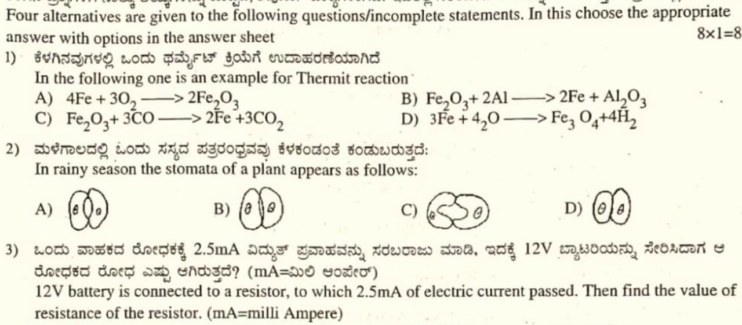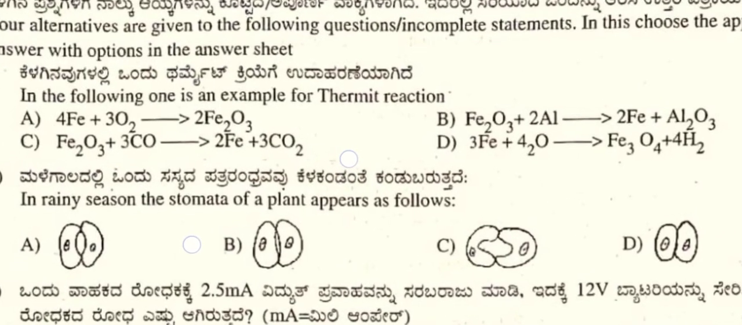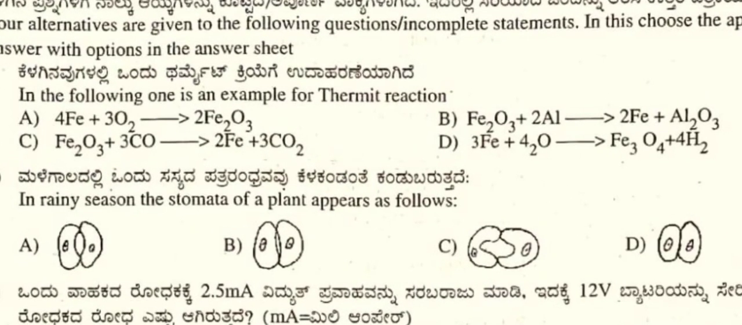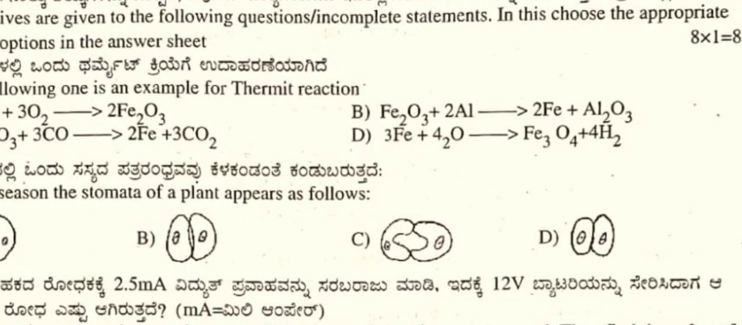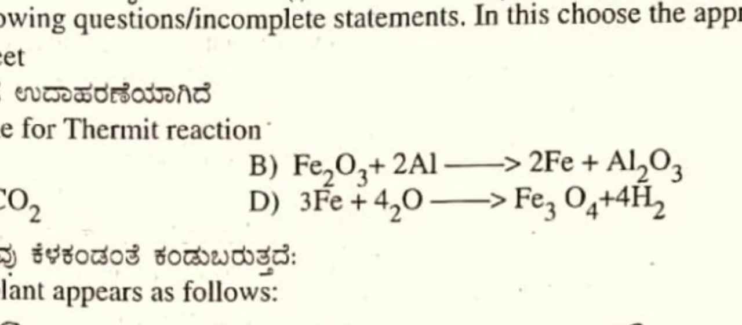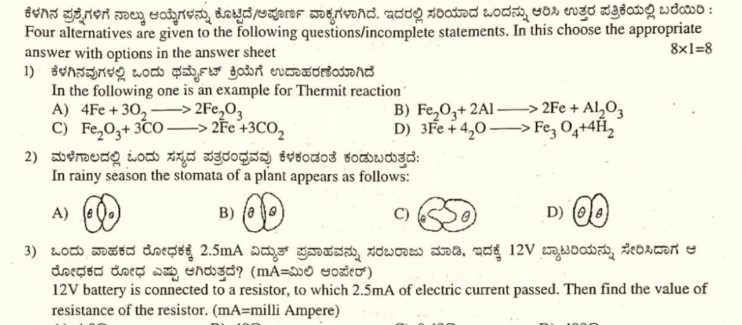But you should know that thermite process is a displacement reaction where a highly reactive metal like aluminium displaces the iron from its oxide. And here aluminium is used in option B. So Fe2O3 plus 2Al gives 2Fe plus Al2O3. That is the correct option here.